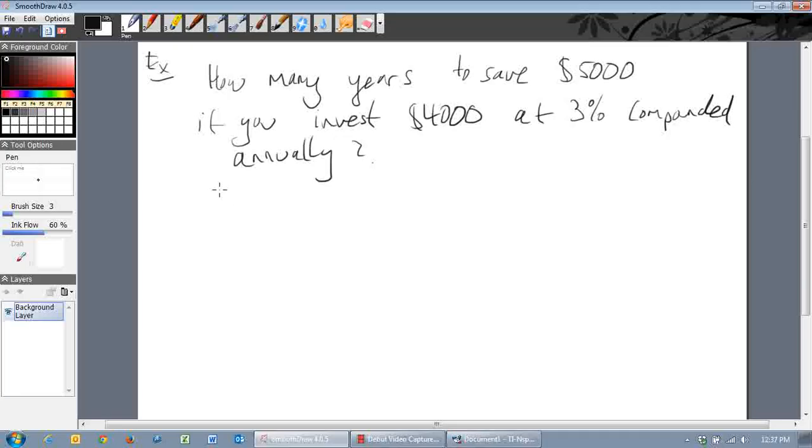Let's write what we know. Initial, what's your first term? It's not 5,000. You're investing 4,000. And what else do we know? Our ratio. How much is it growing by every year? Like I said before, it's 1.03. That's how much it's growing by every year. n, we don't know, but we do know that we want our... in fact, this is a bad question because it's asking for that term.